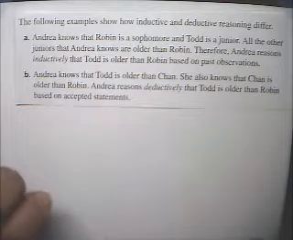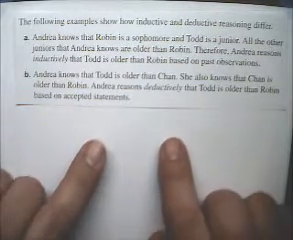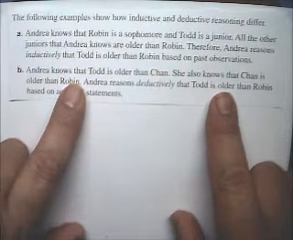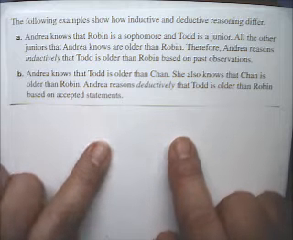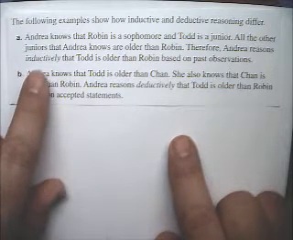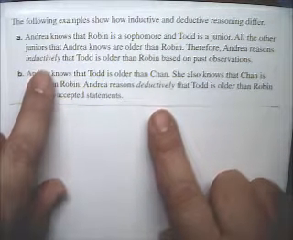Hello, this is Reasoning and Proof, Deductive Reasoning, Example 3. Example 3, we don't have to produce any results. We just have to study these examples and know the difference between inductive reasoning and deductive reasoning.